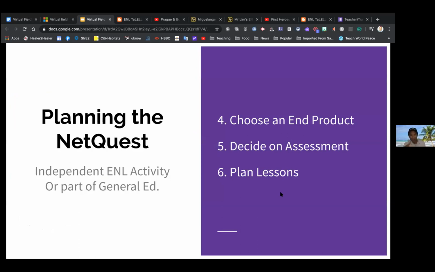Now the next part would be to choose your end product. That's kind of like more fun for you because you can give students a choice on which products that you'd like them to present their information. Number 5 has to do with assessment. How do you assess them for a grade? Do they reach the standard? And the last part, and it seems counterintuitive, but you plan your lessons toward the end because you have to find out where they're going and you can plan backwards. So let's take a look at these 3.